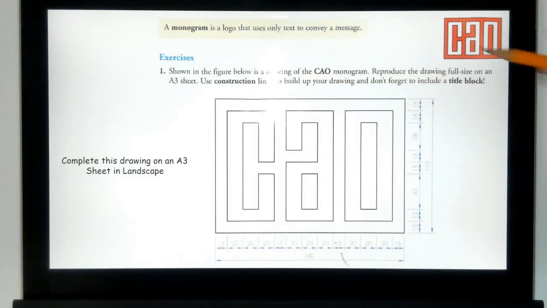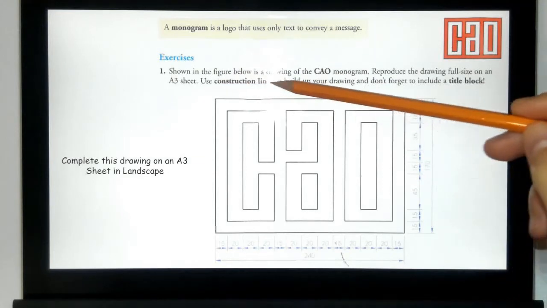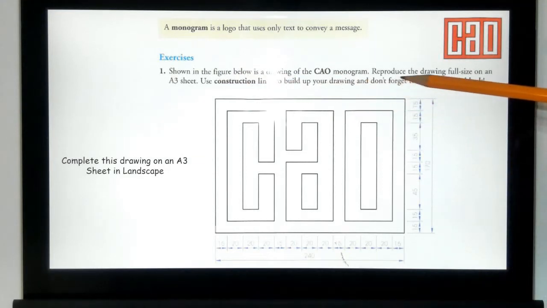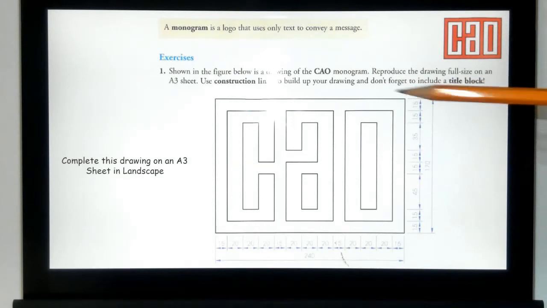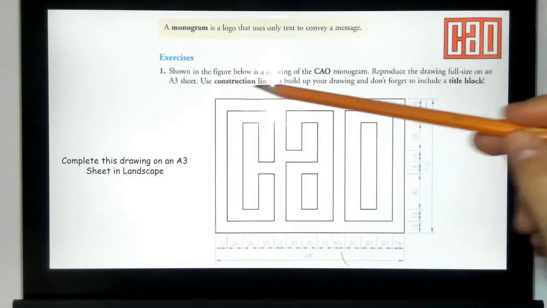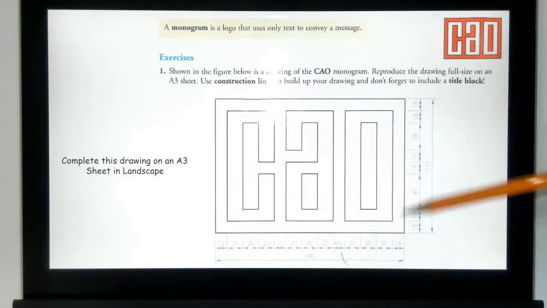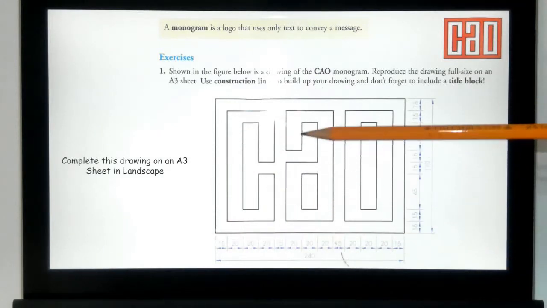Reproduce the drawing full size on an A3 sheet. Use construction lines to build up your drawing and don't forget to include a title block. Okay, so don't worry about the title block, but what we are going to focus on here is using construction lines and then going over the drawing in detail in darker lines.